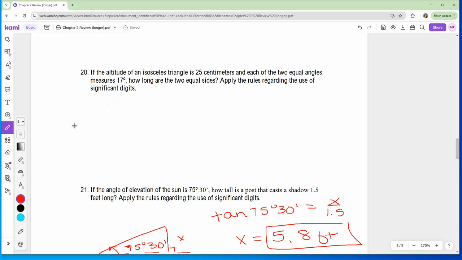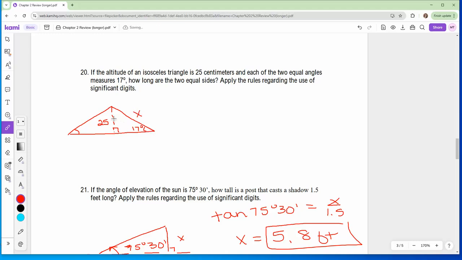This one, I'm talking about an isosceles triangle. So an isosceles triangle is not a right triangle, or it doesn't have to be. I just know that two sides are the same. The altitude is the height, and that forms a right angle with the ground. The two equal angles, those are here. Those are both 17 degrees. How long are the equal sides?